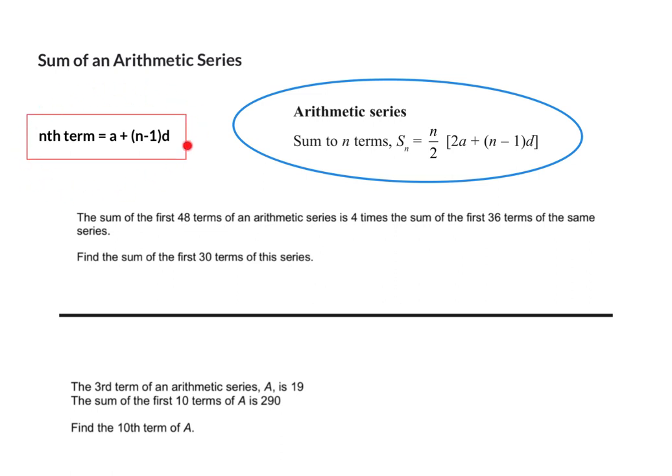The other one you need to memorize, which is just finding the nth term. It can be found in many ways, but this is the simplest way. To find the nth term is a plus n minus 1 d. So that's your first term plus n minus 1 times the common difference. That's one you would have to learn. This is one you just have to be able to use.